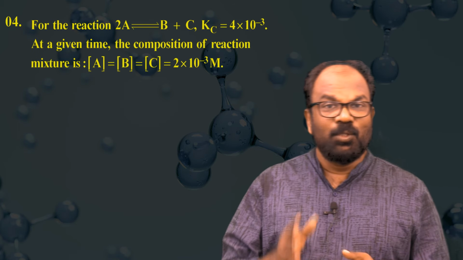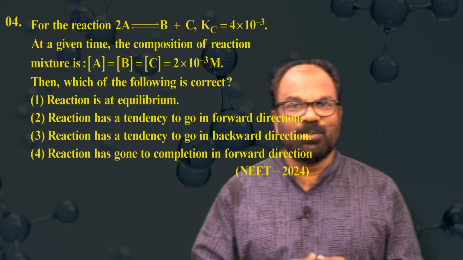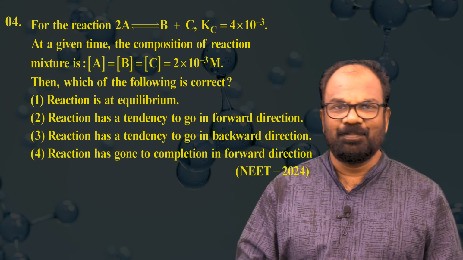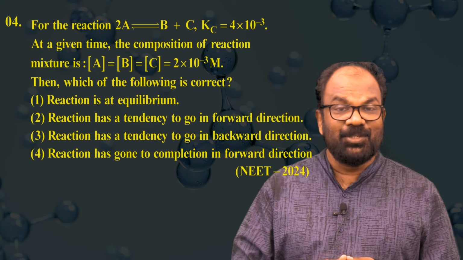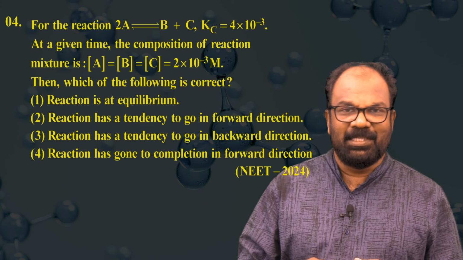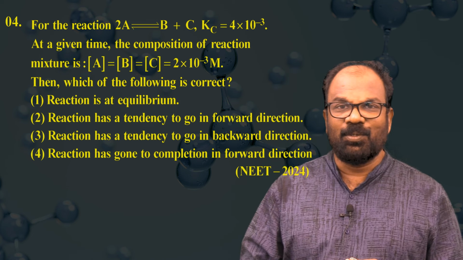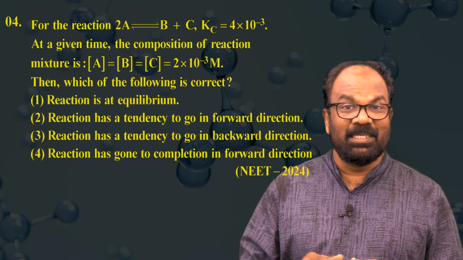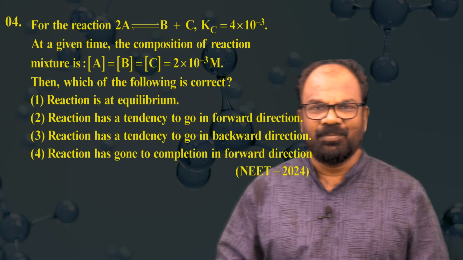Now question number 4. For the reaction 2A reversibly gives B plus C, Kc is equal to 4 into 10 raised to minus 3. At a given time, the composition of reaction mixture is concentration of A is equal to concentration of B is equal to concentration of C is equal to 2 into 10 raised to minus 3 molar. Then which of the following is correct?